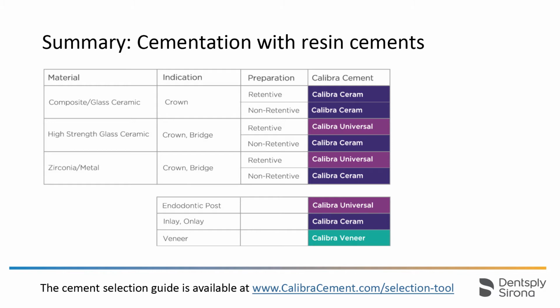In the case of highly resistant all-ceramic crowns, or FPDs made of Celtra Duo or Celtra Press, as well as zirconia or metal alloys, the choice of cement depends on the preparation shape. In the case of retentive preparations, Calibra Universal can be used. Calibra Universal is recommended for cementing posts. Inlays and onlays should always be cemented with Prime and Bond Active and Calibra Ceram. Veneers are always used with pure light curing with Prime and Bond and Calibra Veneer.